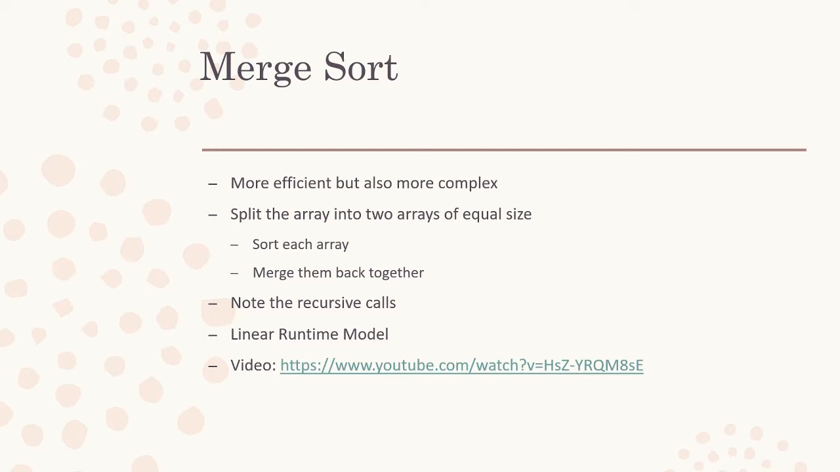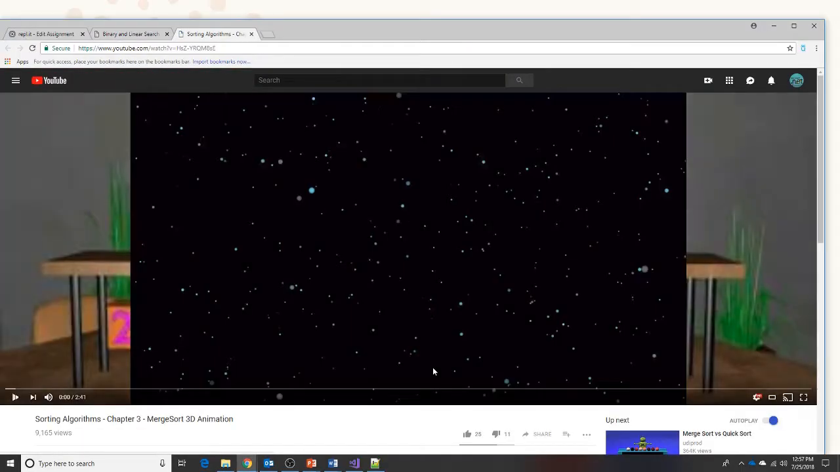In a merge sort, we take our binary search algorithm idea and split the array into two arrays of equal size. Then we sort each array and merge them back together. With a merge sort, we're normally doing recursive calls. Let's take a look at this awesome one.